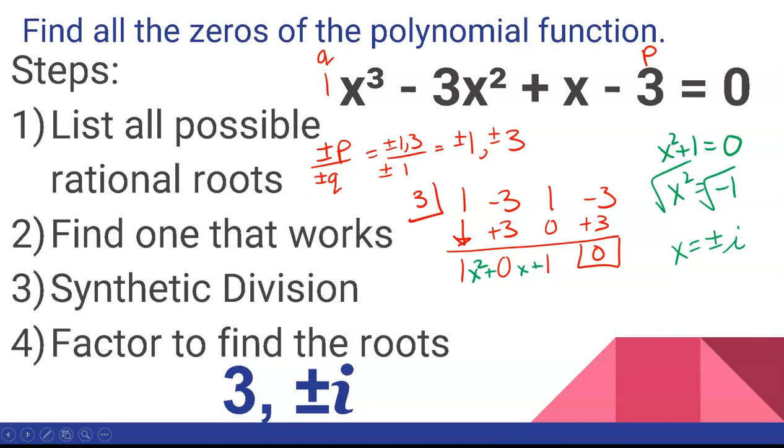Because that was my answer from my synthetic division. Because we started off with an x cubed, but we're taking an x out, so that's why it drops down to an x squared. How we feeling? We okay? Yes?